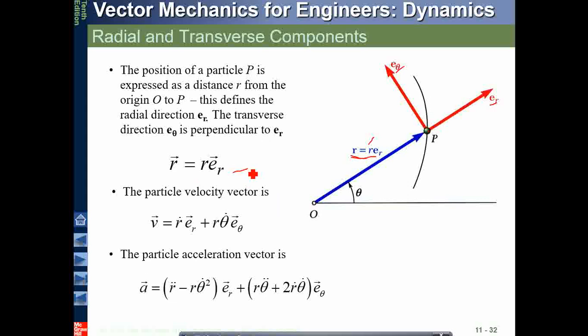It is very easy to obtain the particle velocity and acceleration. Just differentiate using the product rule. You'll get the velocity, and differentiating it again, you'll get the acceleration. The important thing here is that the radial velocity is r dot, and the transverse velocity is r theta dot. You have to remember that this is the transverse velocity, the theta velocity, and this is the radial velocity. Similarly, you have the radial acceleration, r double dot minus r theta dot square, and you have the transverse acceleration component also. These are the two acceleration components.